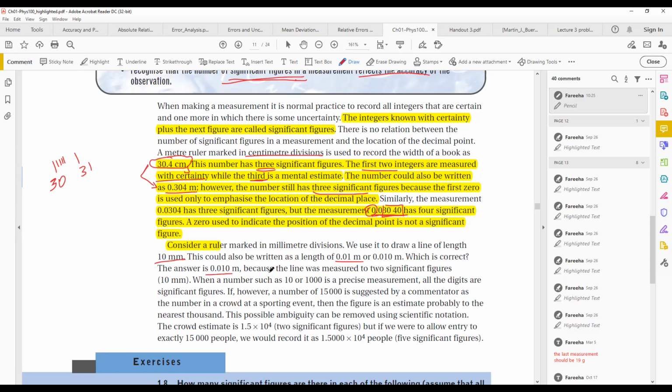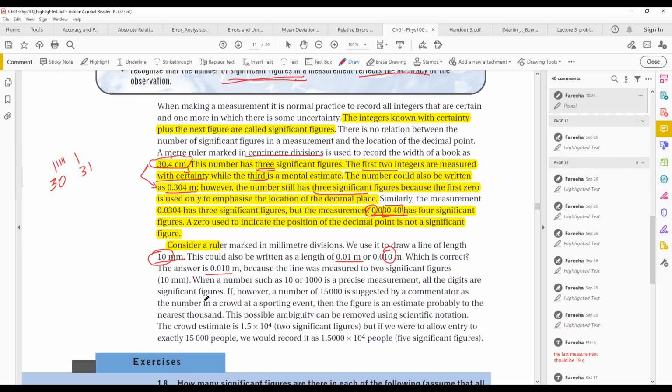Because the line was measured to 2 significant figures, and therefore this 0 before is not considered a significant figure. So if we want 2 significant figures, then we have them here. So these are 2 significant figures.